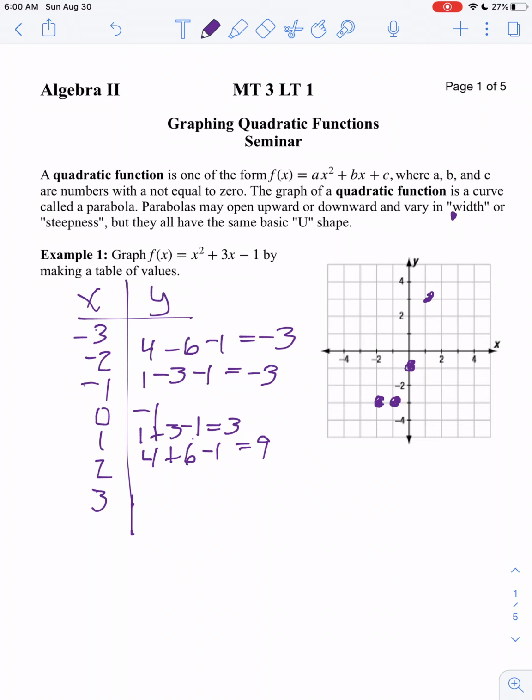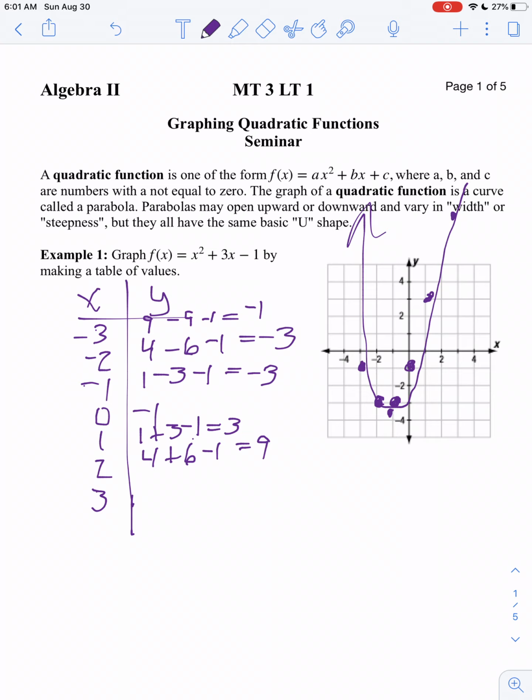So what happens here, since we know it's a U-shape, it's not a stencil U, it's a U-shape. That means my vertex is probably going to be down here in between these two. Notice I'm starting to rise up again. If I put in -3, I should get the same as when I did 0. Let's find out. -3 squared is 9. 3 times -3 is -9 minus 1. So I get -1. So at -3, I'm at -1. It's symmetric. It's a parabola. It's U-shaped.